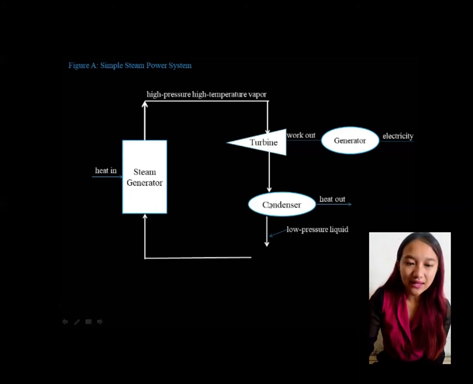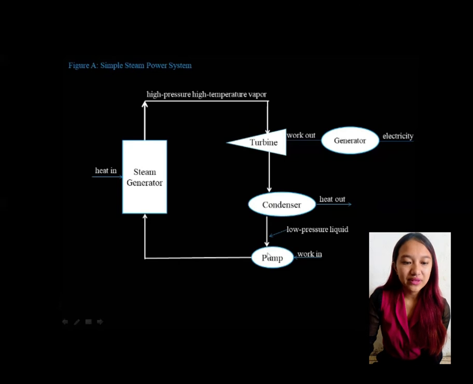The condensate, or the liquid created by condensation, is moved into a work-absorbing device called a pump. Its purpose is to pump the condensate to the inlet of the steam generator. Then, the entire process will reoccur all over again.